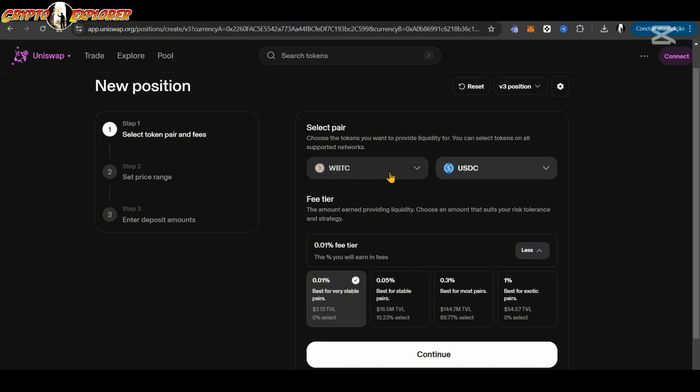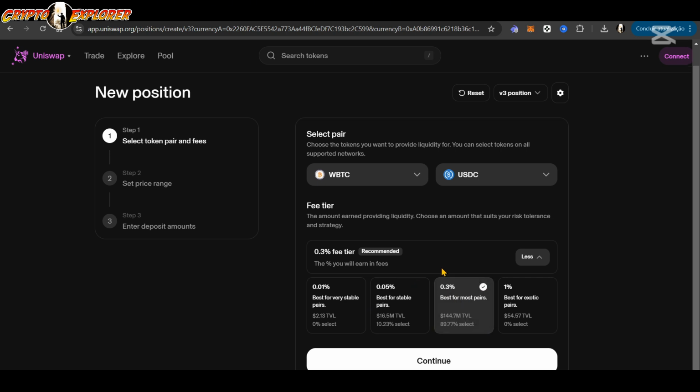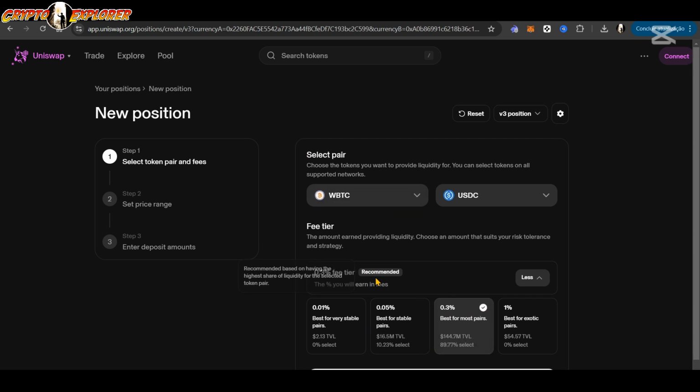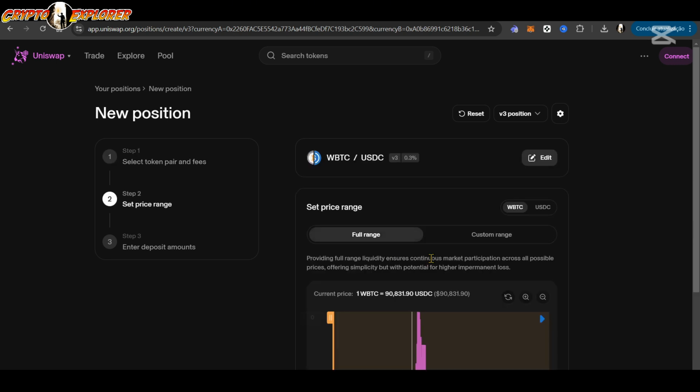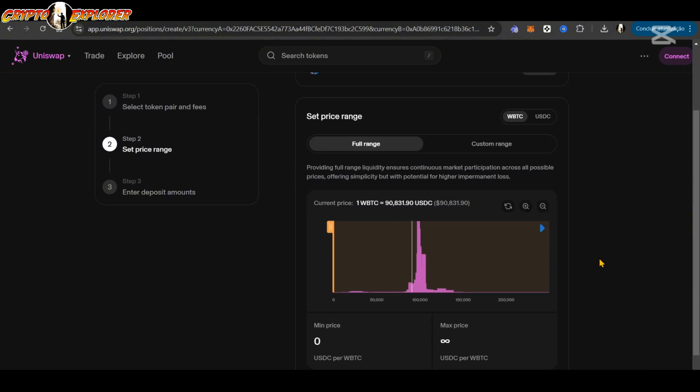But usually with this sort of assets, you will see that Uniswap will give you the best suggestion. So go for it if you're a complete beginner. In this case, they're showing you the 0.3%. But anyways, you can go with the recommended one here, and then we click on continue. Now it's the part where we are able to set our ranges.